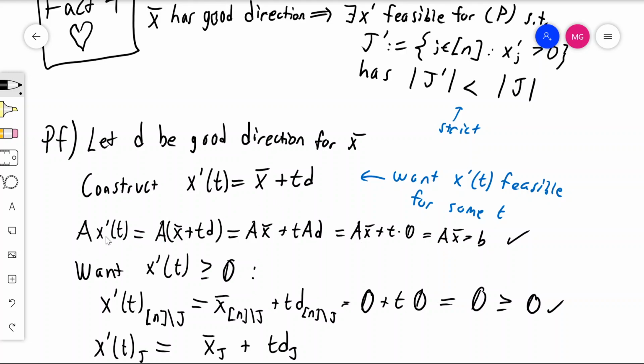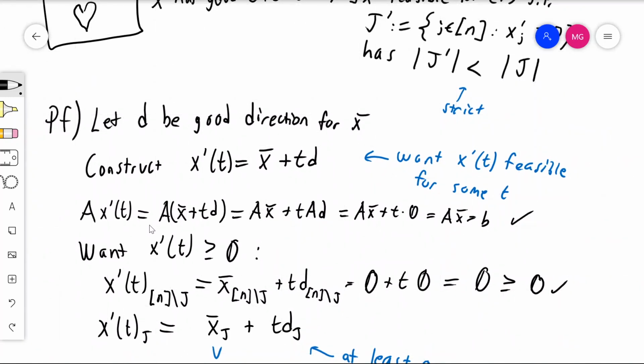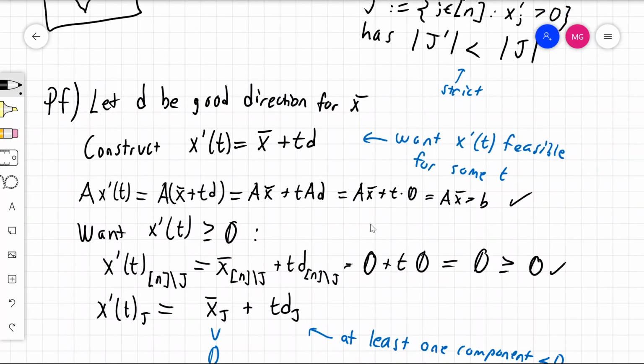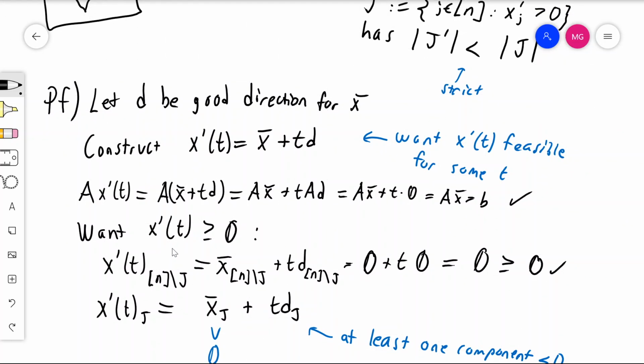So x prime of t satisfies the matrix constraints automatically because this vector d is in the null space. So good directions are in the null space of the matrix A, and that allows us, no matter what d is, to maintain the fact that the matrix constraints are satisfied. And the other thing we want is non-negativity to hold. So we want x prime of t to be greater than or equal to 0.